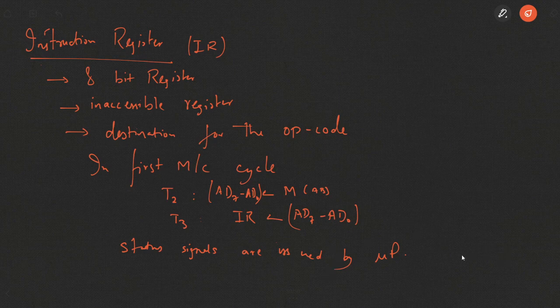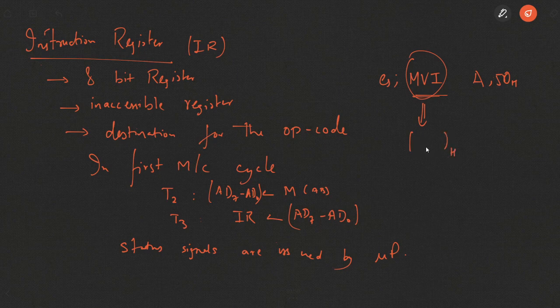So the instruction register simply carries the opcode. Opcode is basically what will define our instruction. Say for example, we are defining an instruction MOV A, 50H. Fine. So this is an instruction. The opcode of this particular instruction will be a hexadecimal equivalent.